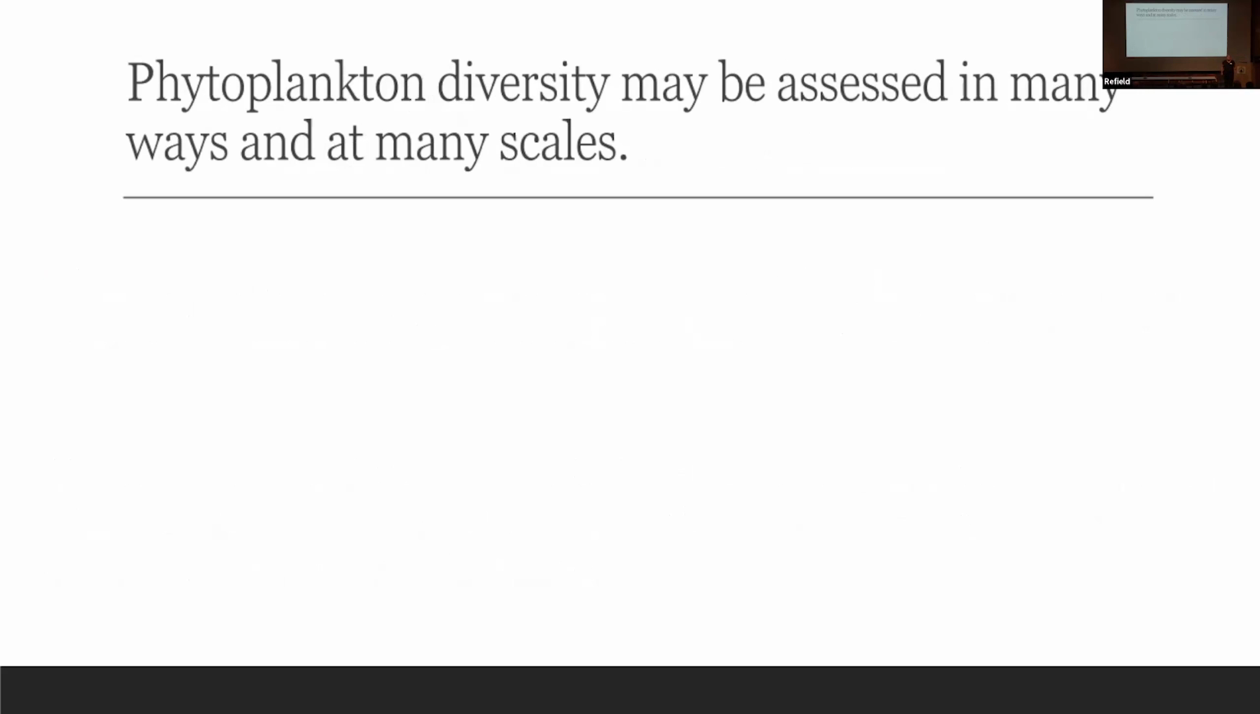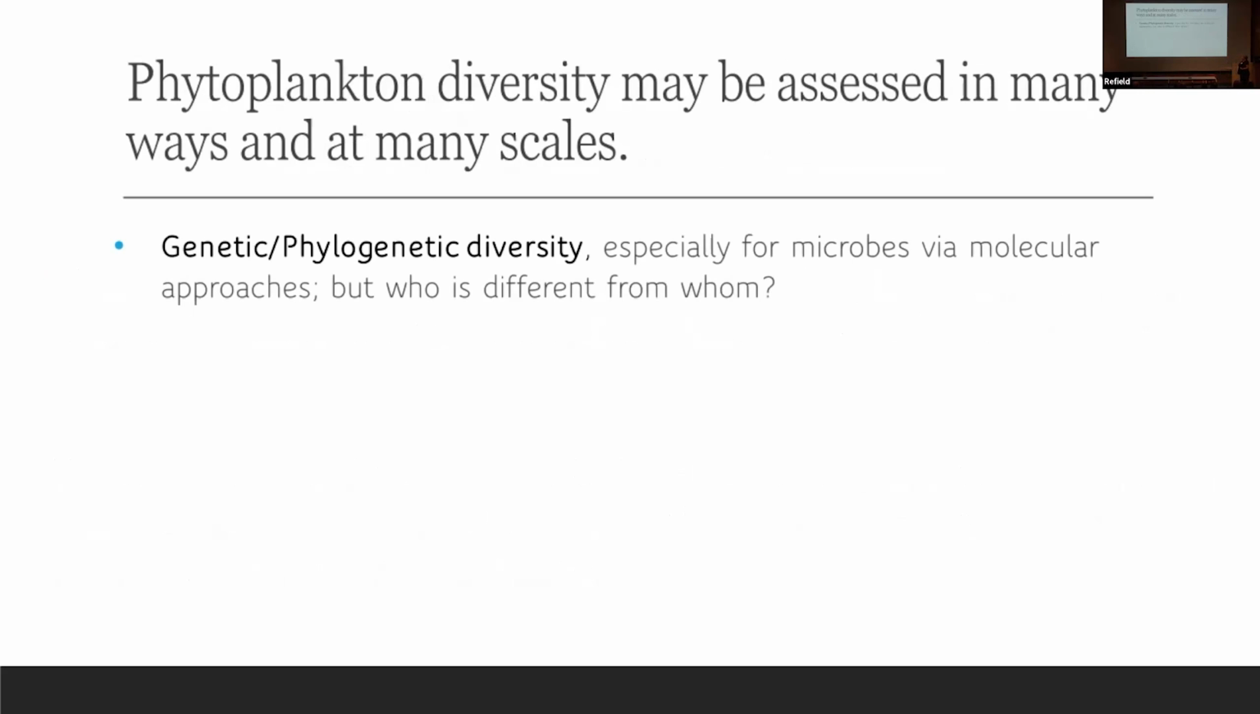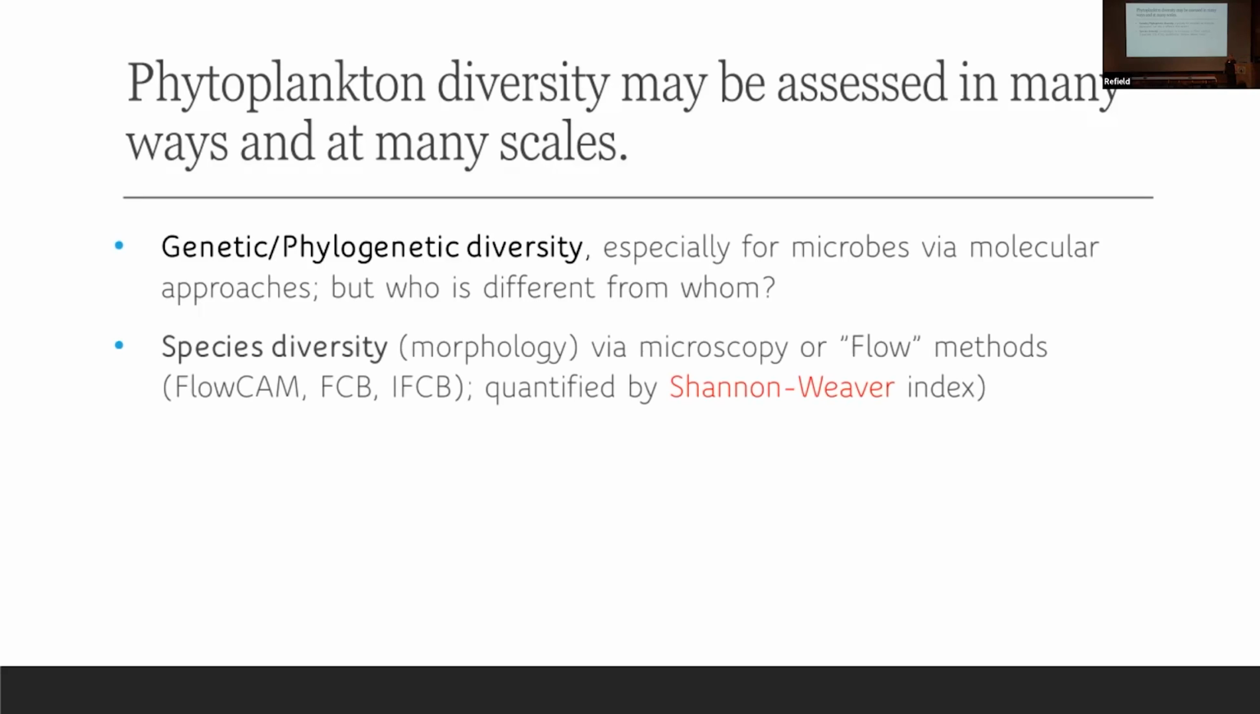We assess phytoplankton diversity on many different scales. If you work with what I call the real microbes, the really tiny, itty-bitty green things that are hard to distinguish morphologically from something else, you may be more interested in the genetic or the phylogenetic diversity. There the question arises: who is different from whom, and how do you establish those boundaries for what is a strain versus a species, et cetera. Species diversity is a little bit easier for me to describe in terms of the morphology. We do this via microscopy or via what I'm going to call the flow methods, FlowCam, FlowCytobot, imaging, all of the different imaging approaches.